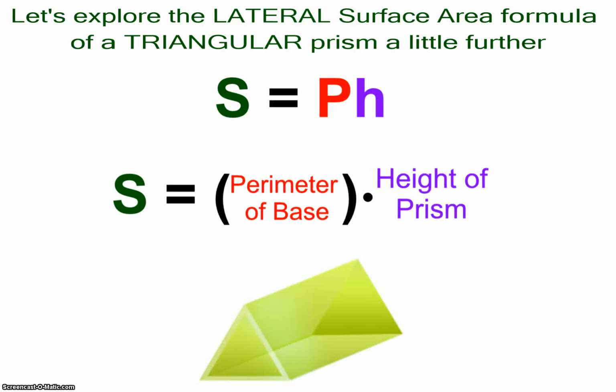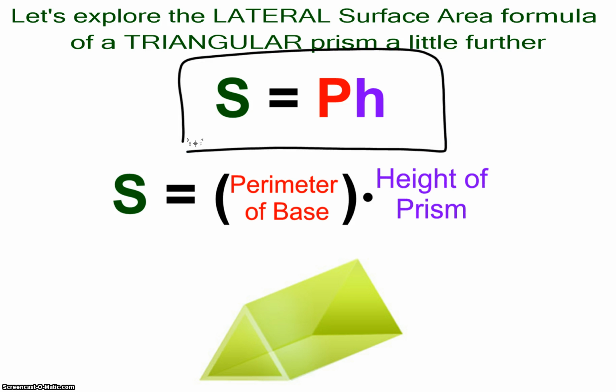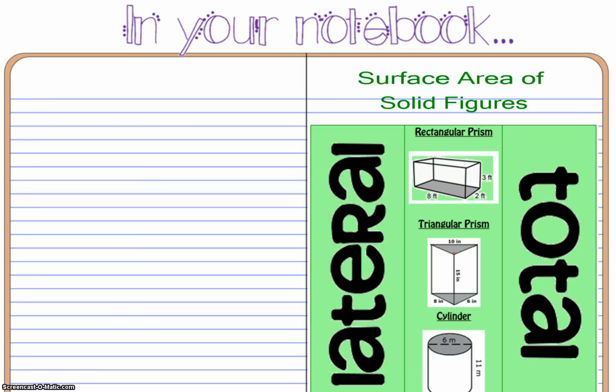All right, so let's explore the lateral surface area formula of a triangular prism. Notice it is the same formula, S equals perimeter of the base times the height. So let's go to our foldable.